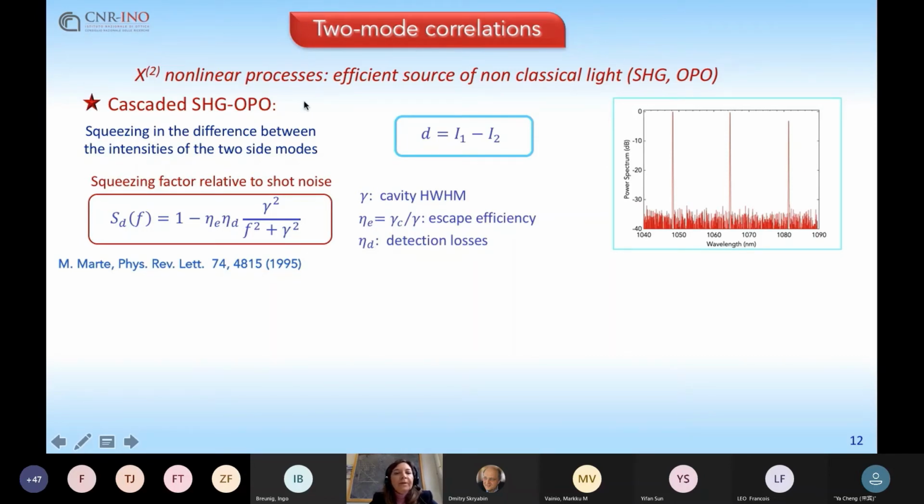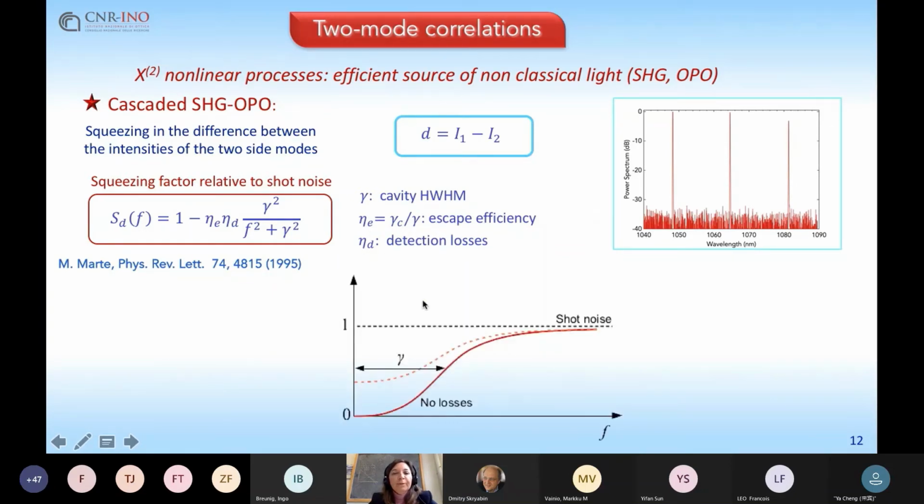But in particular, concerning the cascaded process of second harmonic generation and optical parametric oscillation, theory predicts the possibility to obtain squeezing in the difference between the intensities of the two side modes. The squeezing factor relative to the shot noise is expressed by this formula, where F is the Fourier frequency, gamma is the cavity linewidth, eta E the escape efficiency, and eta D the detection losses.